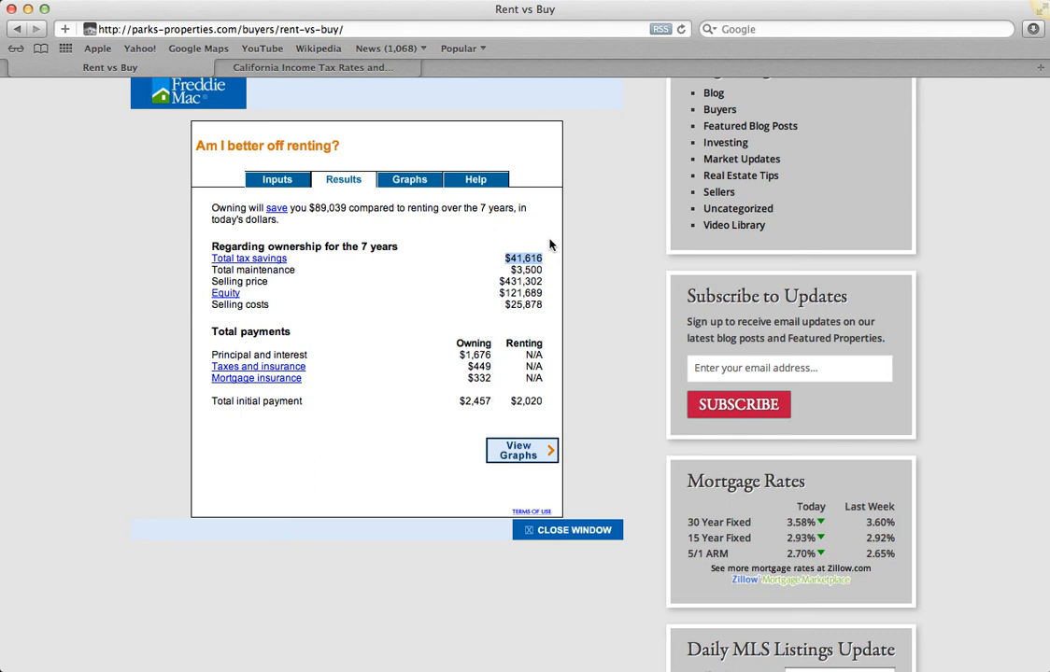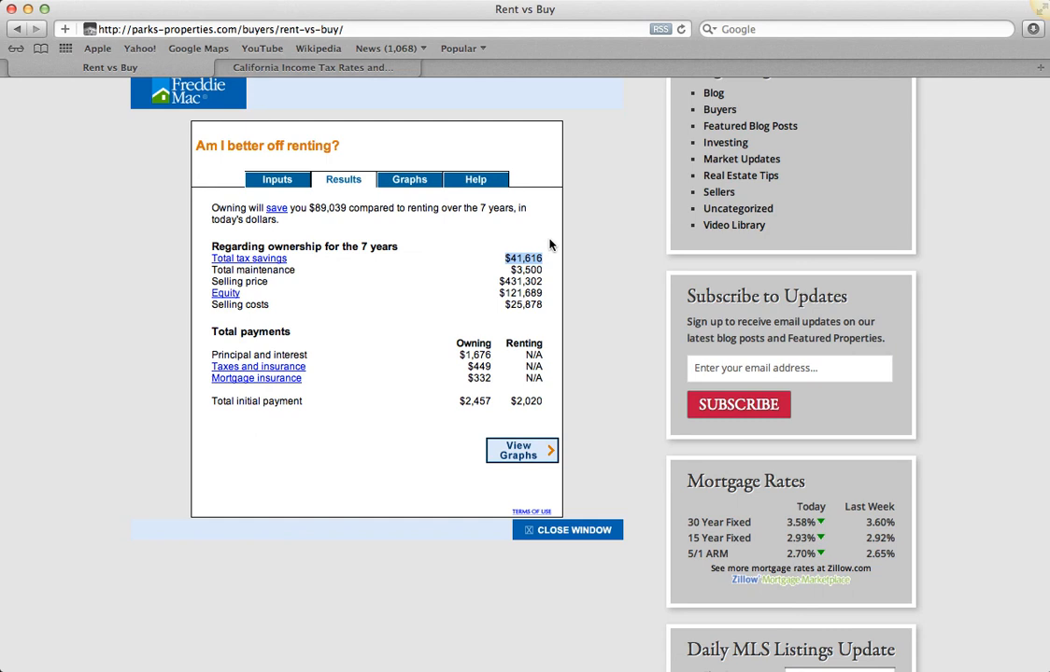You're probably asking yourself right now, owning it, it says my payments are going to be $2,457, but my rent is only $2,020. Well, this is where we take into consideration the tax savings. So if you take the tax savings of $41,616, divide that by 7 years, equals $5,945. We're going to divide that by 12, equals $495. So if he did not have the write-off, and he wasn't having this tax savings of $495 a month, he would be having a $2,000 rent payment.